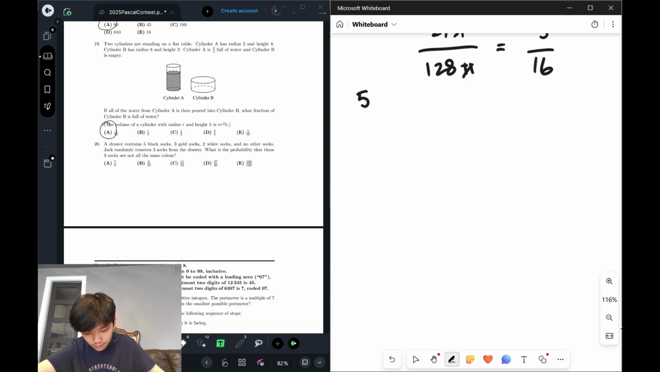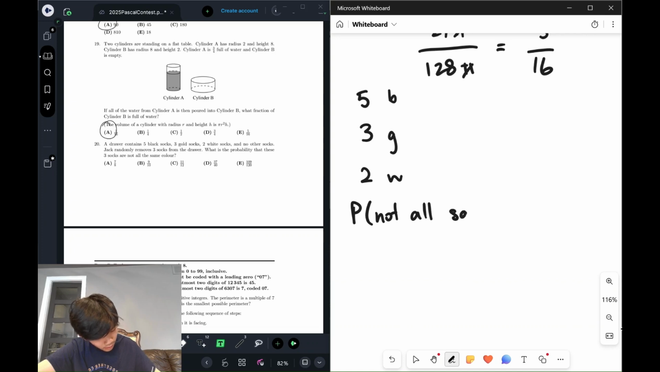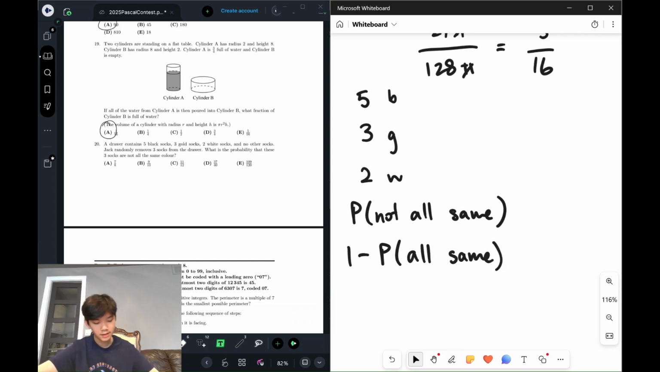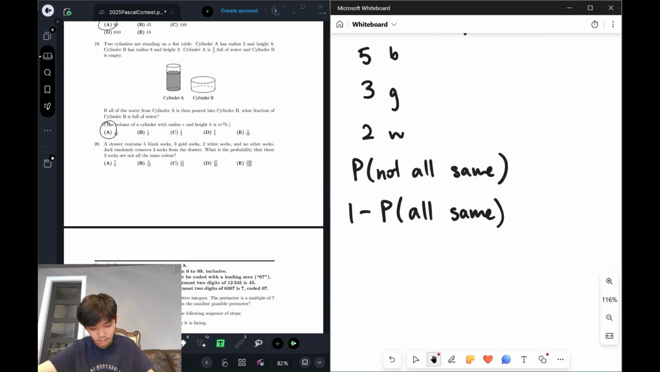We have 5 black, 3 gold, 2 white. The probability that they are not all the same is going to be 1 minus the probability that they are all the same. And we're doing this because it's a lot easier to think about when they're all the same versus when they are not all the same.